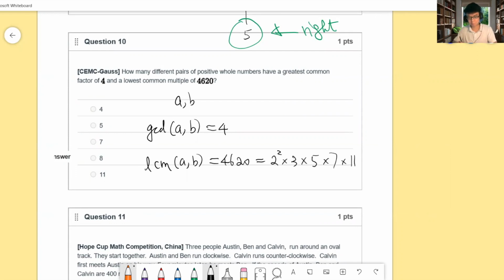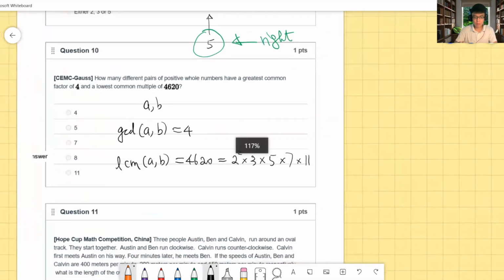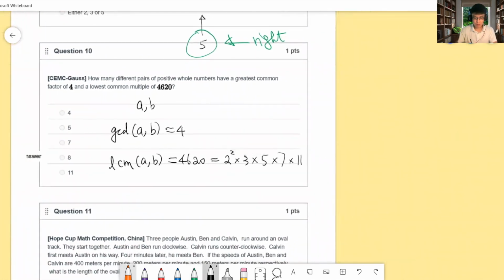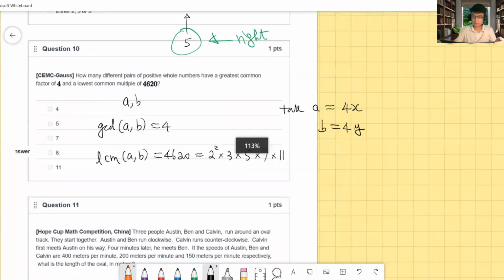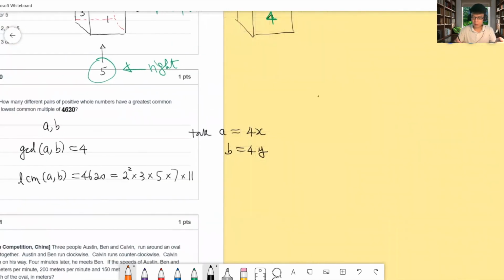That's the factorization. Because they have common divisor equals 4, basically we can take A, both of them are divisible by 4, right? So A equals 4x and B equals 4y. In other words, we have the GCD of x, y equals 1. They are relatively prime. And next, we can see the least common multiple of x, y. We can divide by 4, so it gets to 3, 5, 7, and 11.